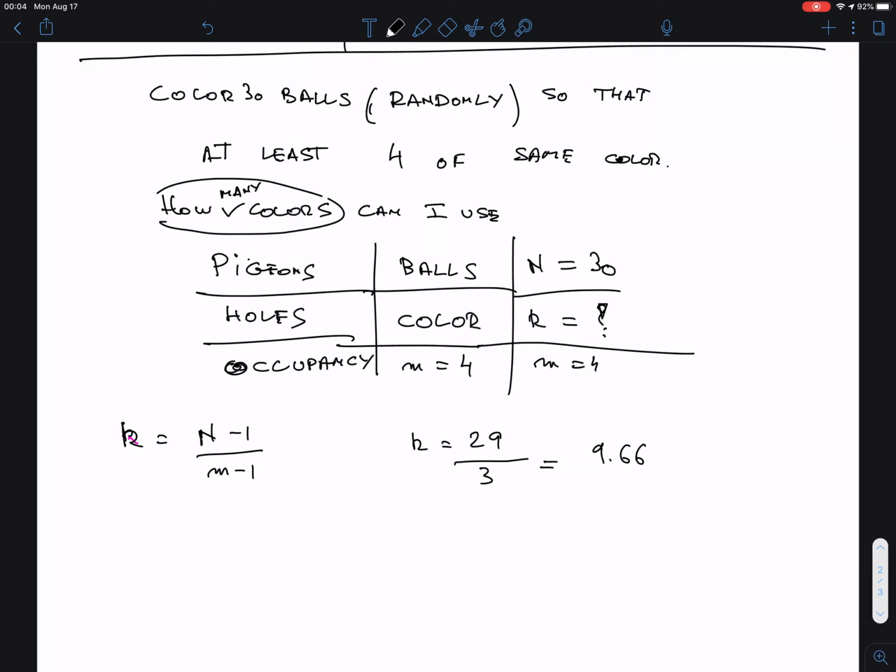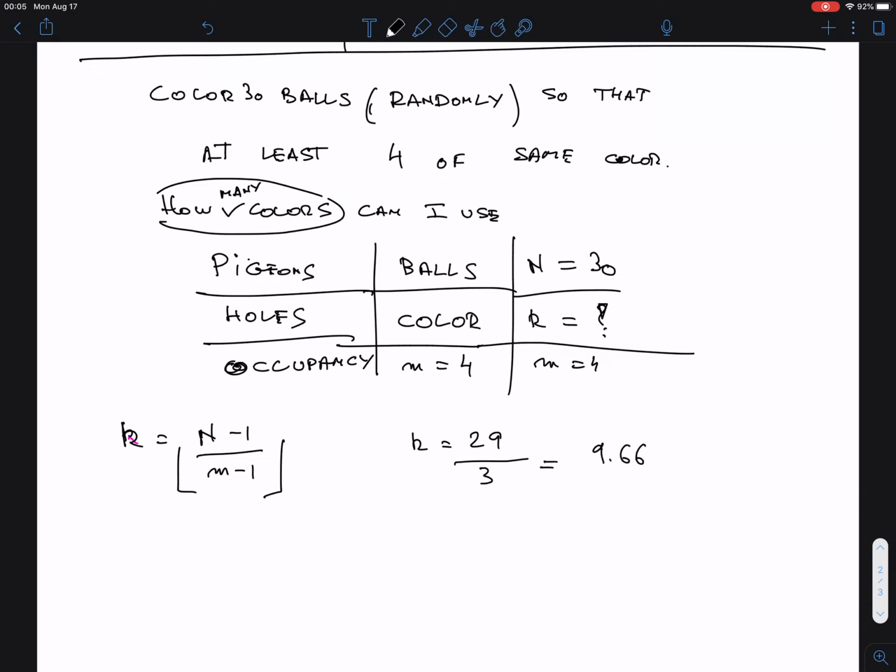Of course, really I can only take not 9.6 but 9. So the formula is that I have to take the floor of this number and not the ceiling. The difference is here. When we talk about occupancy, we mean that one has to be at least m, m or more. Here we want to restrict the number of holes. If we take too many holes, we don't get the desired occupancy.